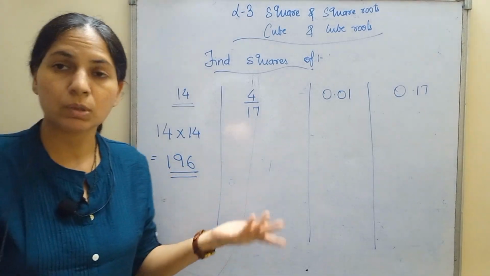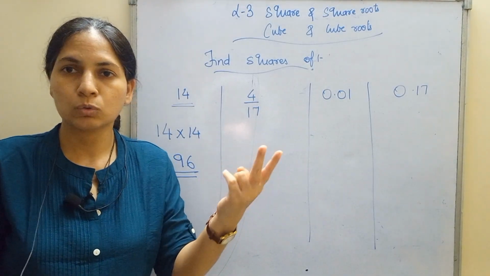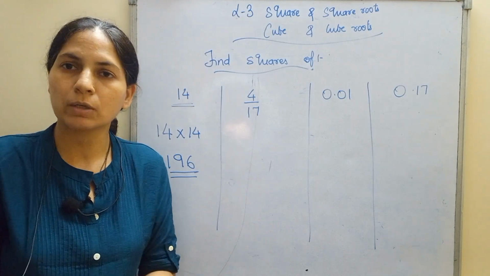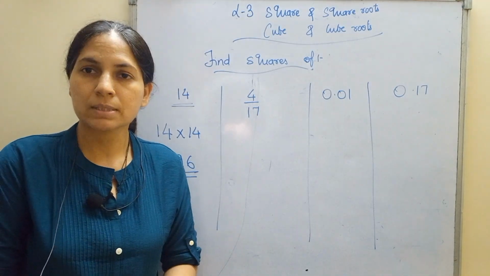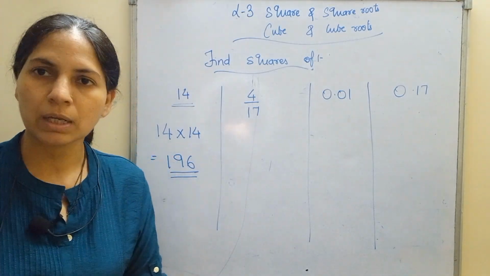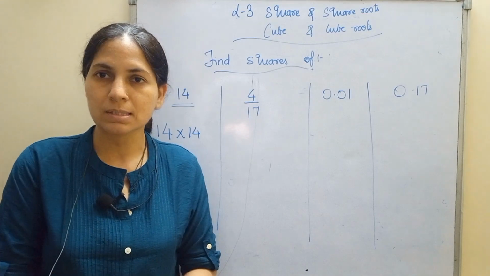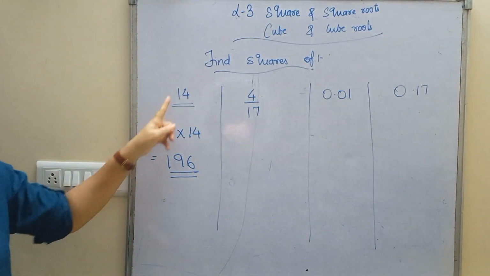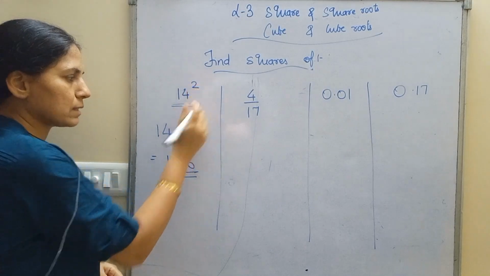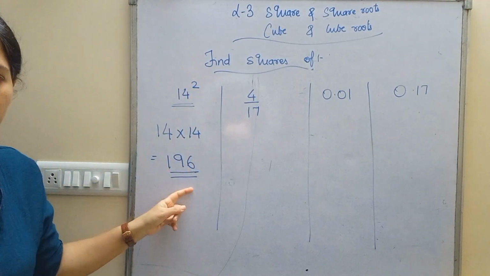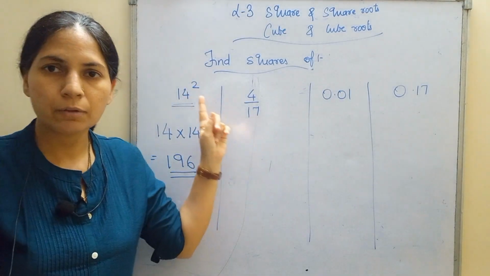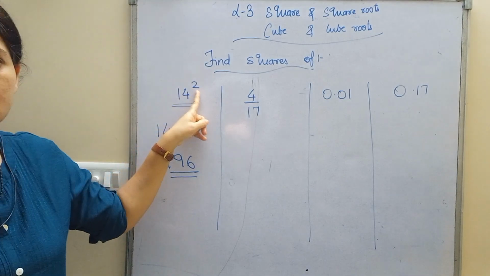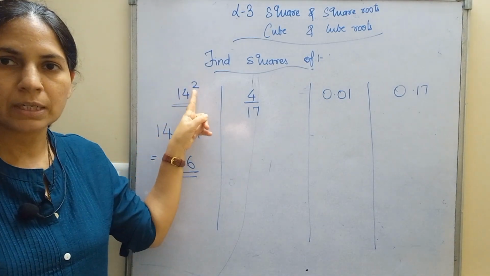Okay, this is simple. What is square of 2? 2 into 2, 4. What is square of 3? 3 3s are 9. 9 is the square of 3. What is square of 4? 4 4s are 16. 16 is the square of 4. Similarly, what is the square of 14? Square of 14 is nothing but 14 into 14, 196. Children, if you have to find square, you have to put this sign, raised to 2.